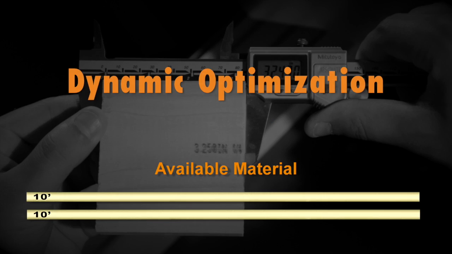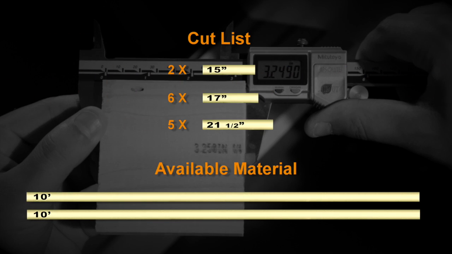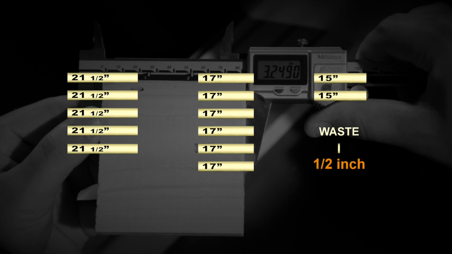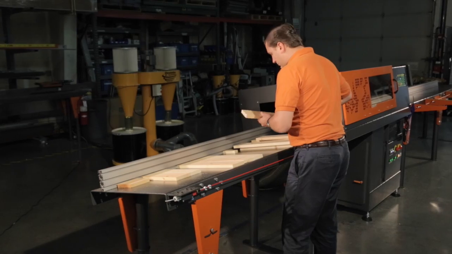The TigerSaw 1000 comes loaded with dynamic optimization software, which automatically determines the best yield from your cut list. Improving material yield saves money and reduces waste.